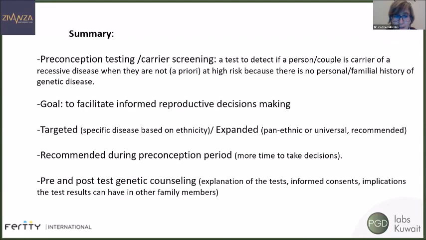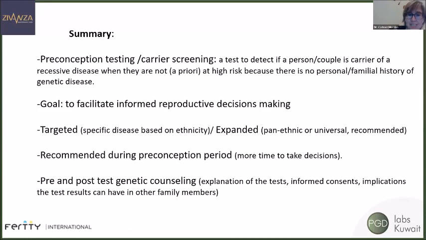As I told you, there are tests that are targeted at a specific disease based on ethnicity. However, nowadays it's recommended to do an expanded, what we call pan-ethnic or universal test, because as I told you, sometimes it's very difficult to establish the ethnicity or the background of a person, and we all are a mix of different ethnic groups.